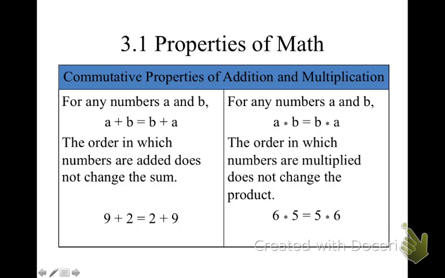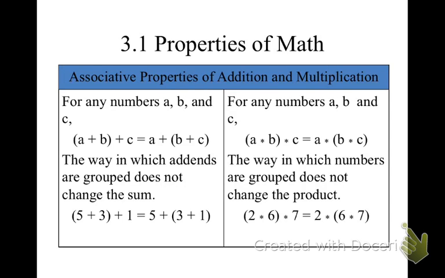So in 3.1 you learned about the properties. We have a commutative property of addition and a commutative property of multiplication. Remember that the commutative property is telling us the order in which numbers are added or multiplied does not matter. So it appears as if those numbers move around an addition sign or around a multiplication sign.